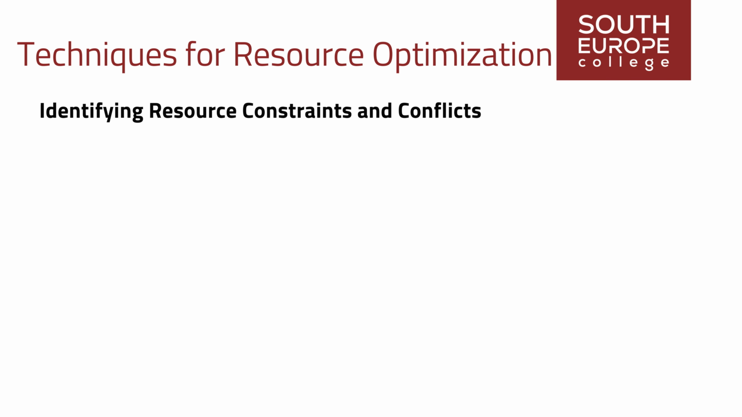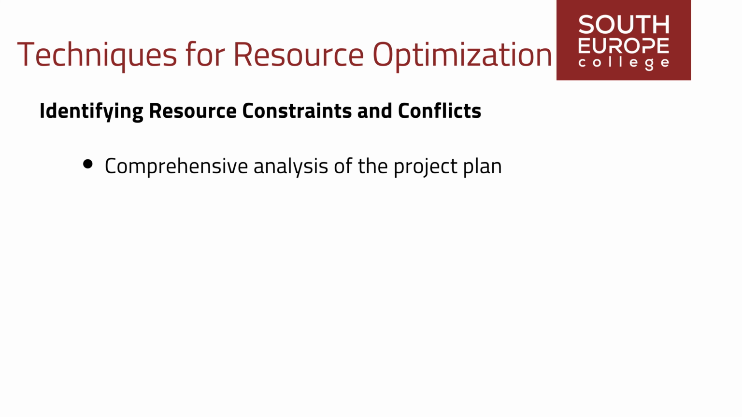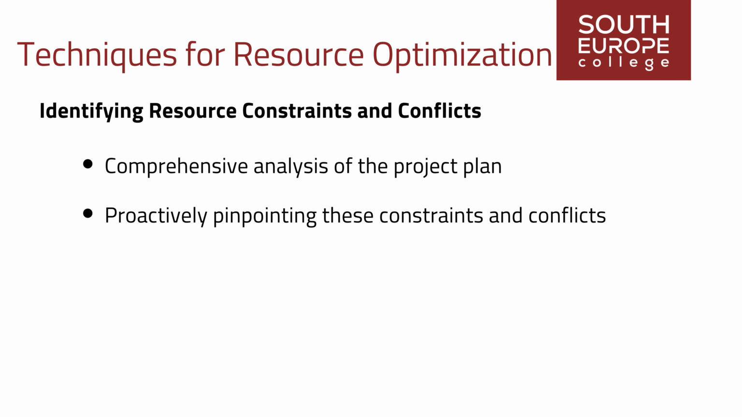Identifying resource constraints and conflicts. Before implementing resource optimization, it's imperative to identify potential constraints and conflicts stemming from resource availability or allocation. This entails a comprehensive analysis of the project plan to identify tasks that may require the same resources concurrently or tasks that surpass the capacity of available resources. By proactively pinpointing these constraints and conflicts, project managers can mitigate the risk of resource shortages or overloads that could disrupt project progress during resource optimization.